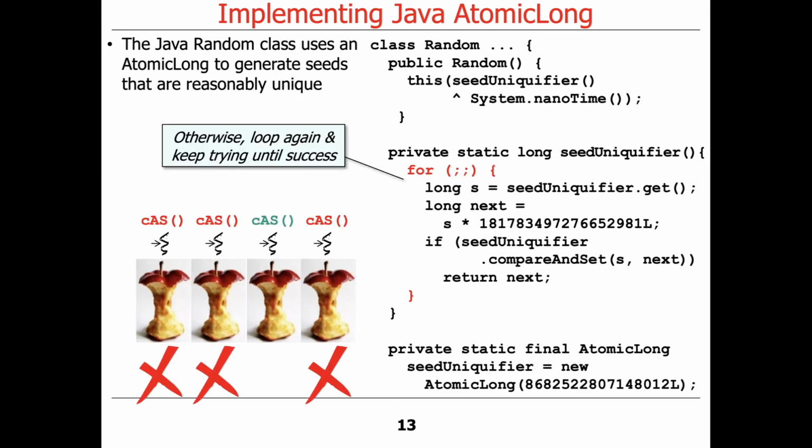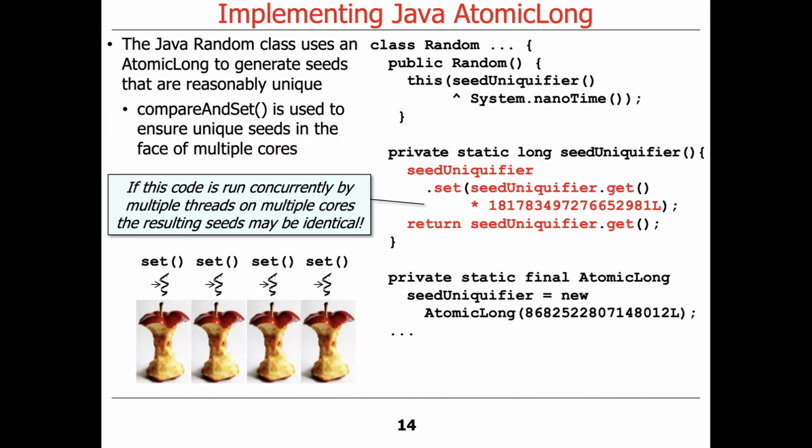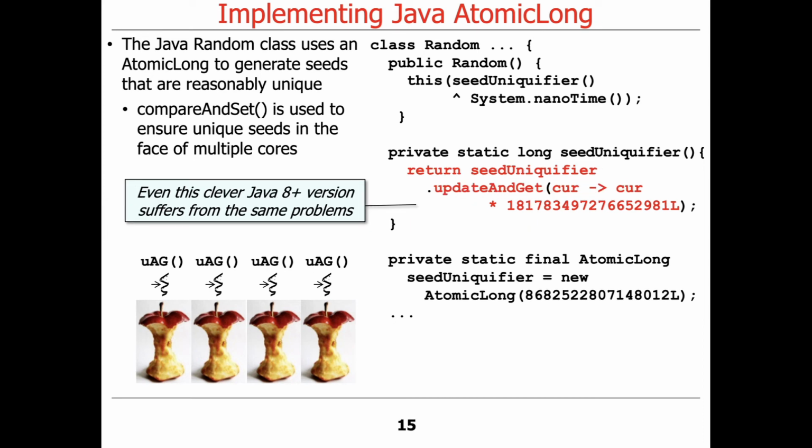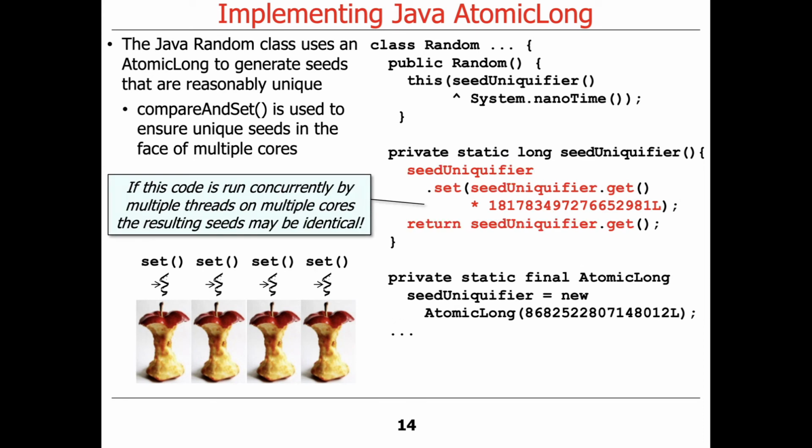But doing it this way with the loop and compare and set guarantees unique seeds, which is important because we're trying to make sure that the random number generators generate random numbers as uniquely as they possibly can. And if they all end up with the same seed value, they're not going to be as unique. Because once the seed value is set, that's what's used as the basis for all the other random numbers that are generated.